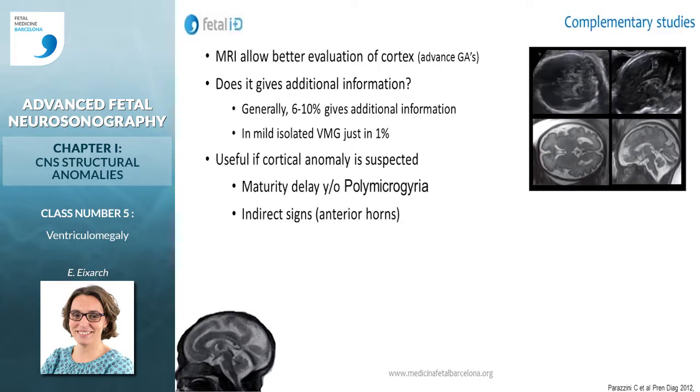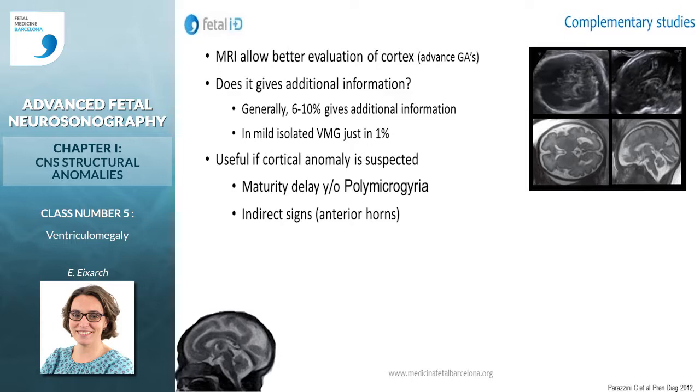Finally, the MRI will help us to evaluate the cortex, especially in advanced gestational age, as we can see here in the actual section, and the comparison between the ultrasound and the MRI. The question will be, does it give us additional information? Generally, it can give us additional information in between 6 and 10% of cases, but in mild and apparently isolated cases it will give us information in just 1% of cases.